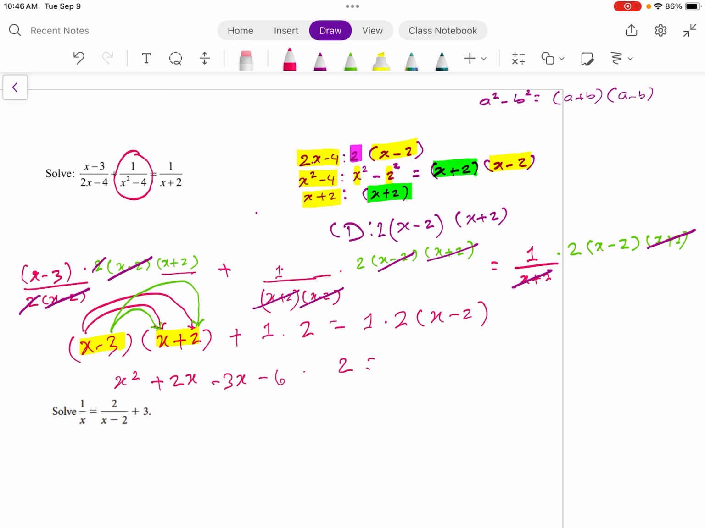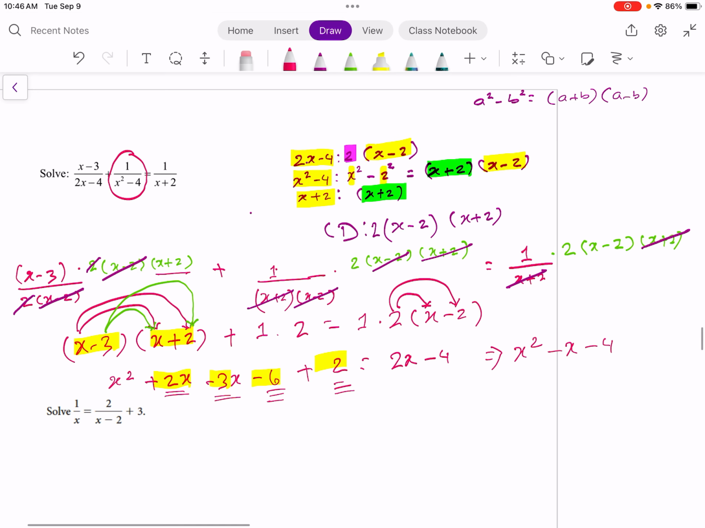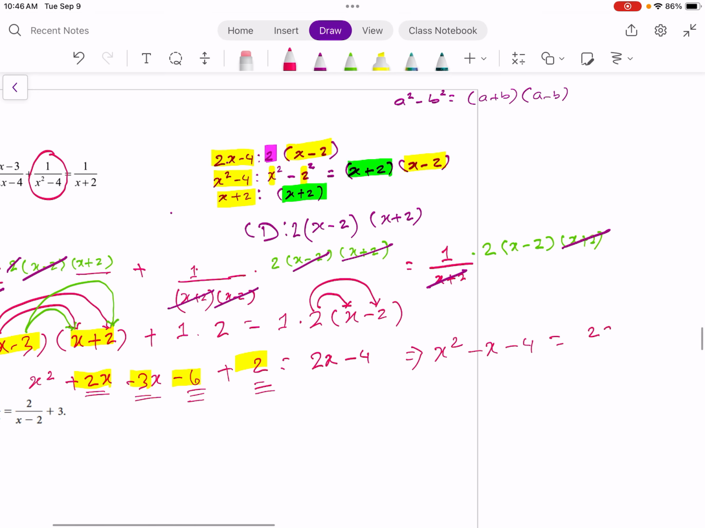So we are simplifying here. 1 times 2 is 2. Now 2 times x is 2x. 2 times negative 2 is negative 4. Let me know if you have questions. You get rid of parentheses, you distribute. Now we look for the like terms. So negative 6 and positive 2 are like terms. So we have x square, positive 2x, negative 3x, that is negative x, negative 6, positive 2, that is negative 4, equals 2x minus 4.